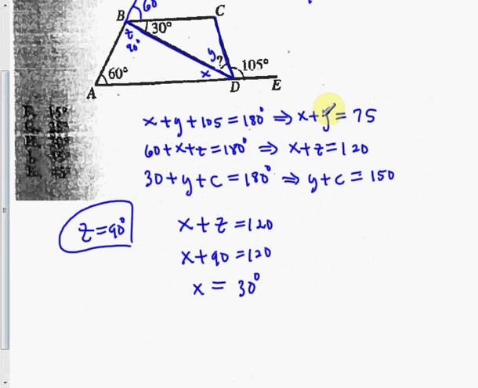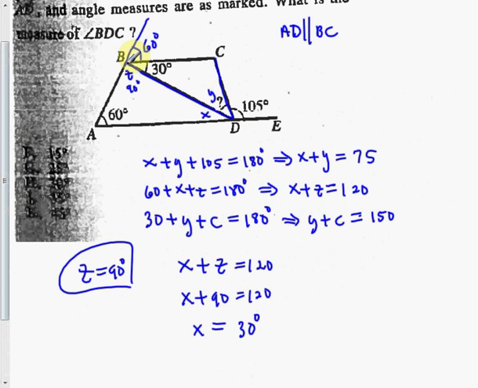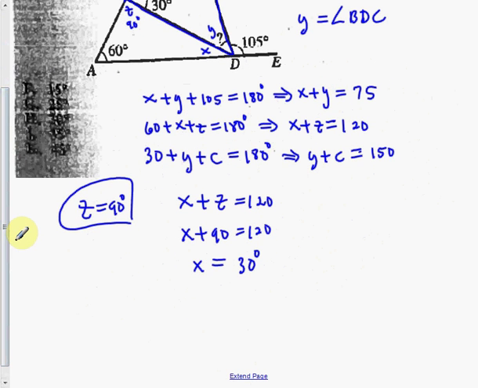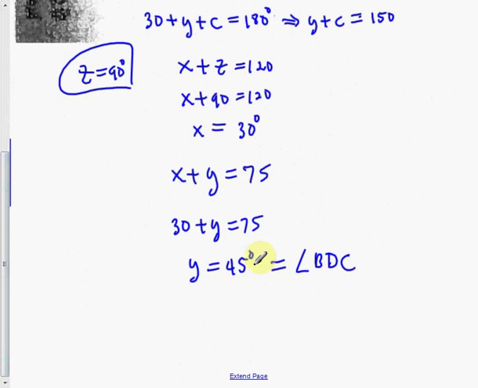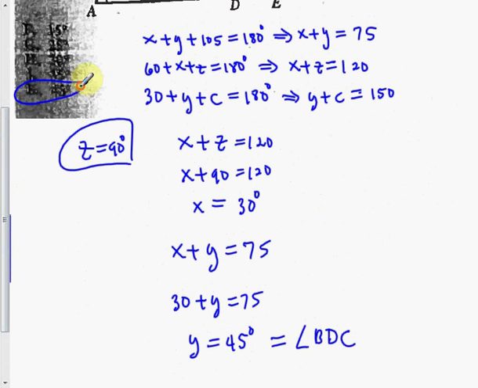So if I know that X is 30, then X plus Y, and Y is what we're solving for, because Y here is angle BDC. So X is 30, plus Y is equal to 75. So Y is equal to 45 degrees, and that's the angle BDC. And it looks like that's 45 degrees there. It's kind of fuzzy.